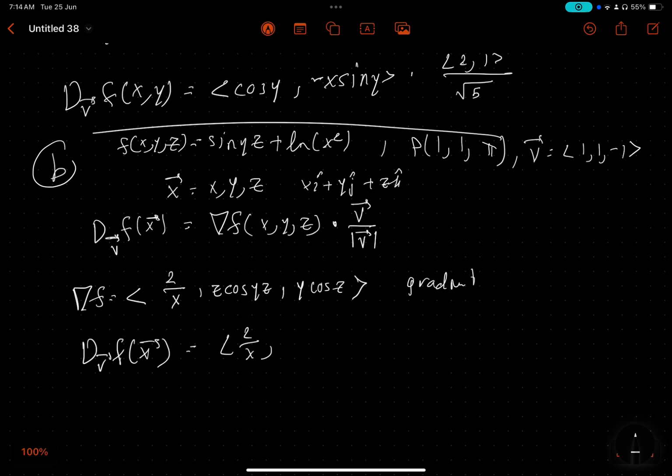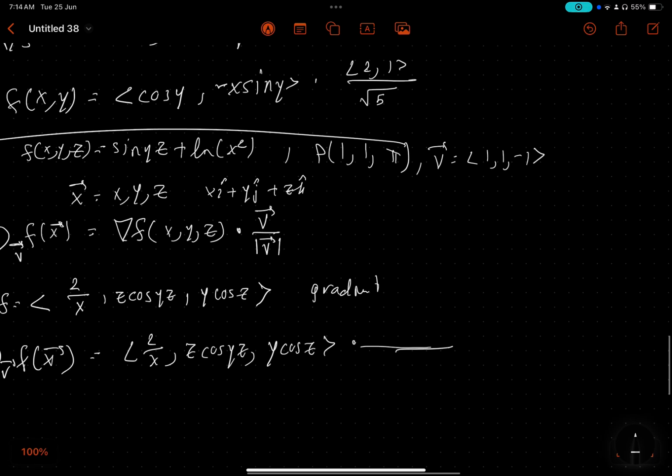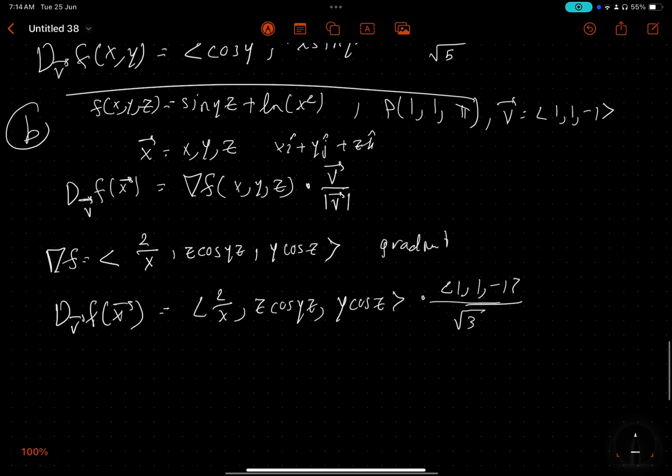2 over x, z cosine of yz, y cosine of z, multiplied by v, 1, 1, negative 1, over square root of 3. And this is the directional derivative.